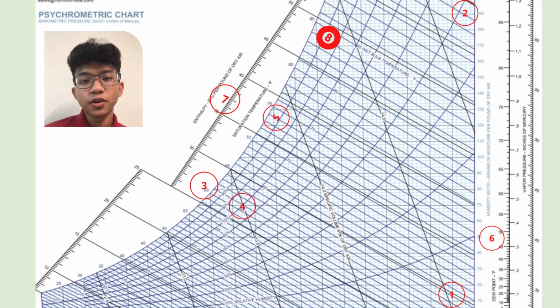So for each of these steps, these steps can guide you to make a curve and find the calculation about the psychrometric chart. So that's all from me.